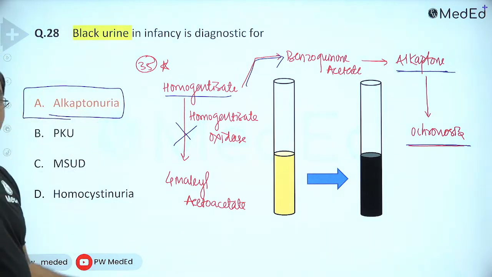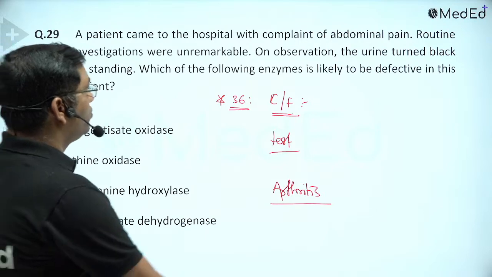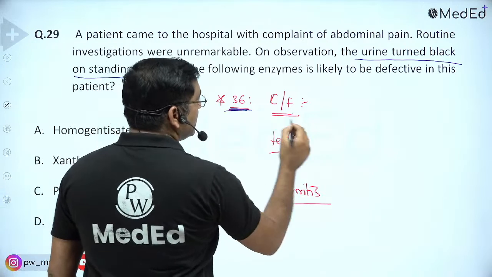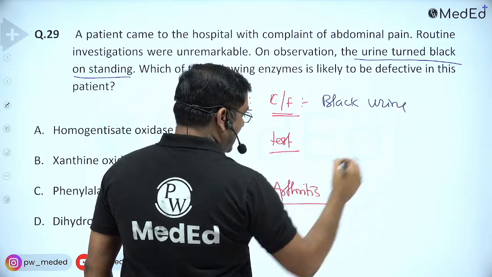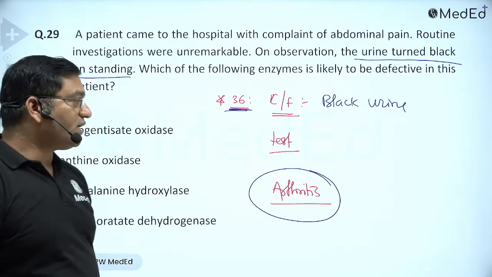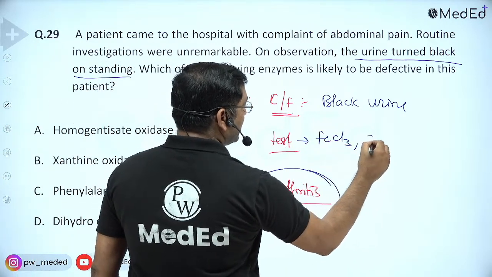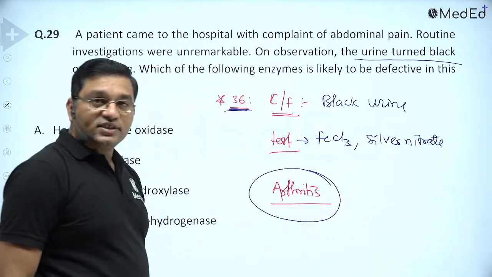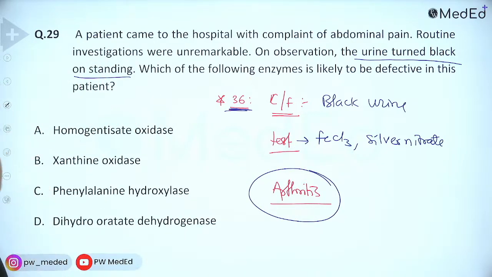In alkaptonuria, the ferric chloride test and silver nitrate test are the positive tests. Okay. Urine turns black on standing. So clinical features of alkaptonuria, point number 36: urine turns black on standing, black urine, and a tendency to develop arthritis in adulthood. The ferric chloride test is positive, and the silver nitrate test is positive. Also the test for reducing substances is positive. That is alkaptonuria.